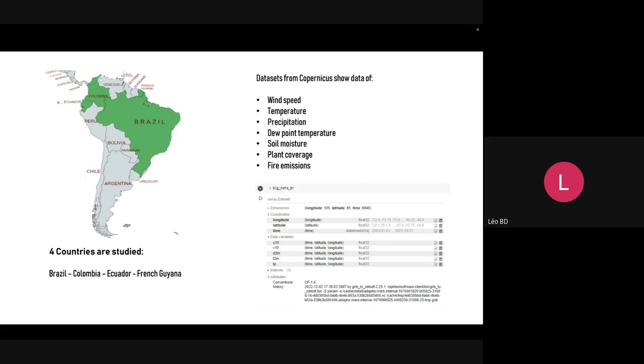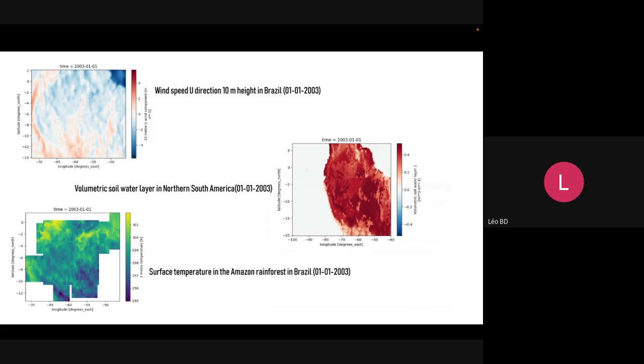And the data that I downloaded had all these parameters that you can see. So we have wind speed, temperature, precipitation, dew point temperature, soil moisture, plant coverage, fire emissions, and more. And you can download way more. We also chose to focus on these parameters because, with our knowledge of the matter, we thought that they were the most important to study, but of course, maybe it would be interesting to add parameters to study and to detail. So these are the data that I downloaded.